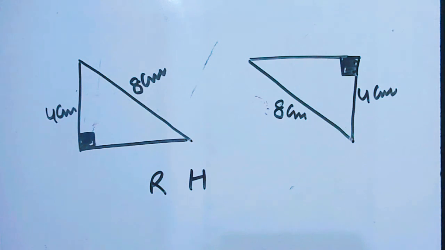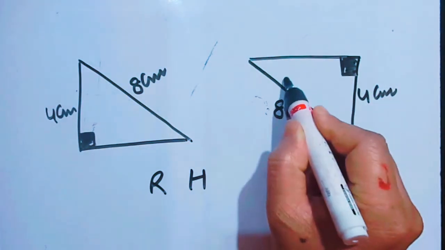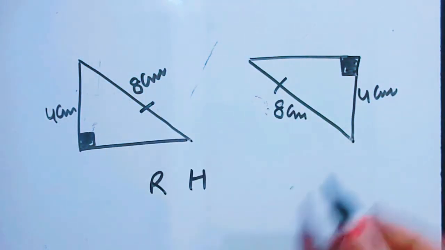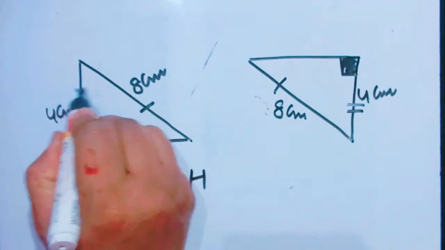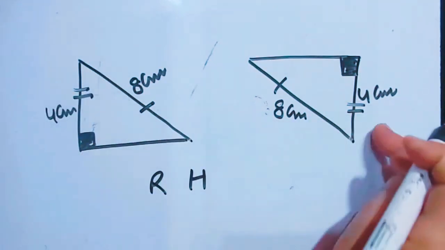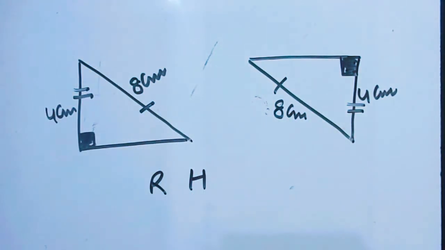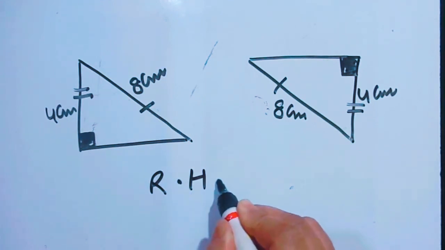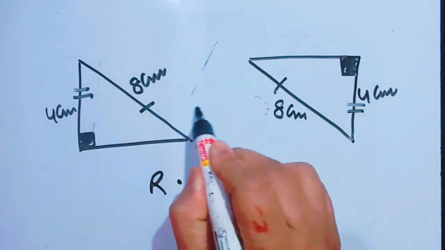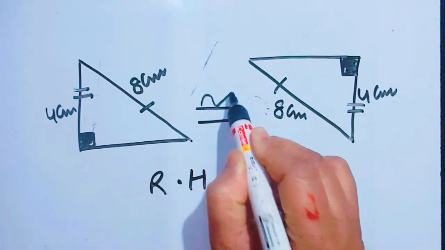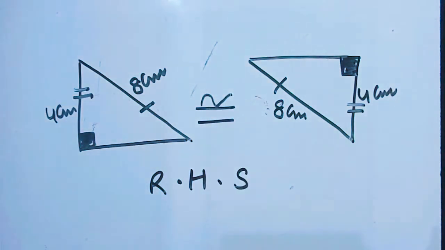Okay. Therefore, since a right angle is there, hypotenuse is also there, and one of the sides is given equal, this means the two triangles are congruent by right angle hypotenuse side. Clear? Let me give you a triangle in which both of them are combined.